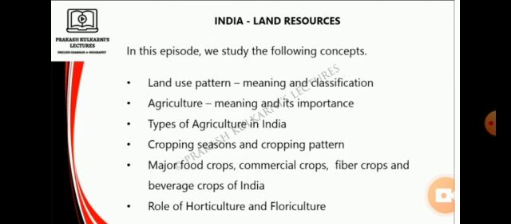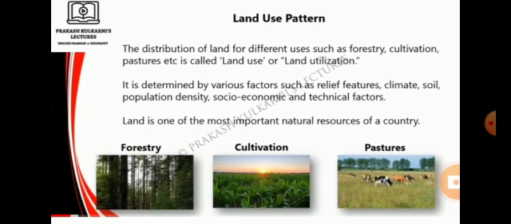All of you open the chapter, page number 128. Listen, Unit 7, Indian land resources. Now we are going through the land use pattern of India. What is the meaning? In this chapter, we want to see the distribution of land for different uses such as forestry, cultivation, pastures, etc. This is called land use or land utilization. What is land utilization? It is land use for what purpose: forestry, cultivation, pastures, etc.